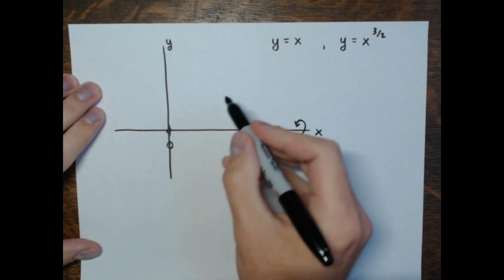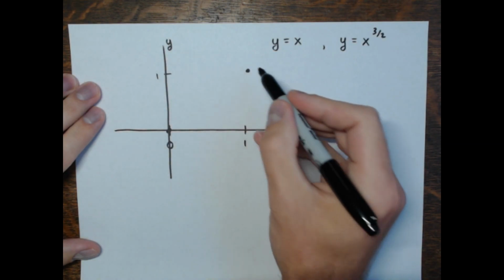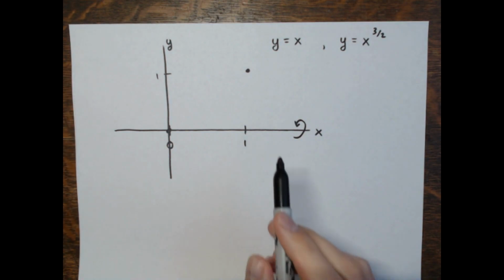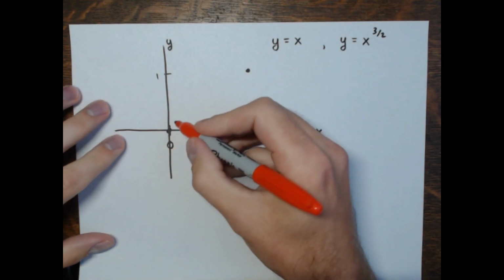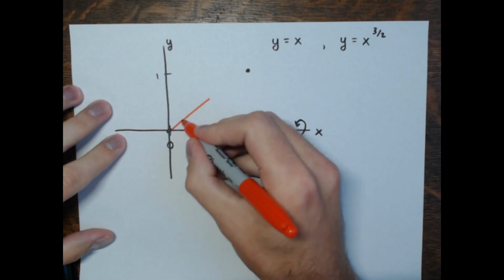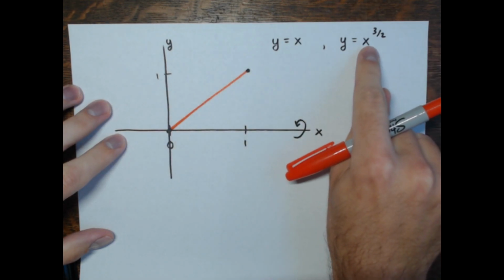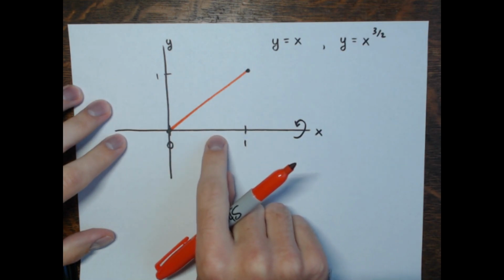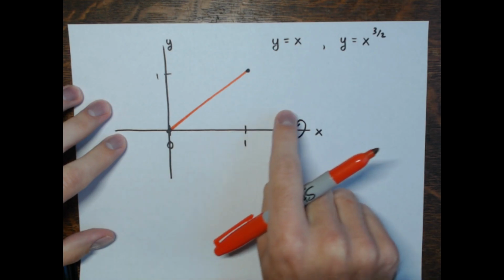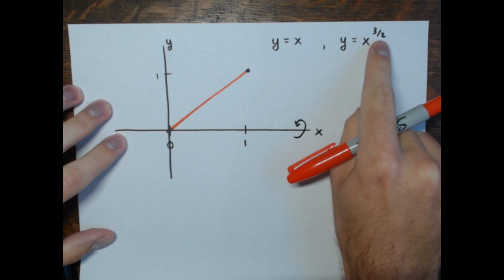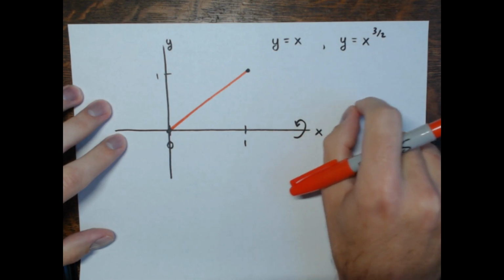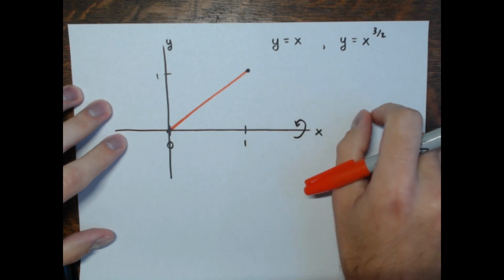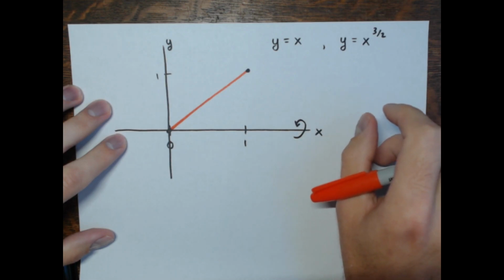All right, so (0, 0) and (1, 1) will be on both of these. Now y equals x is a straight line. Now numbers between 0 and 1, like a half or a third or 2/3, whatever, when you raise them to a power higher than 1, like 3 halves is higher than 1, they get smaller, right? Like 1/2 squared is a quarter. A quarter is smaller than a half. 1/2 cubed is an eighth. An eighth is smaller than a half.